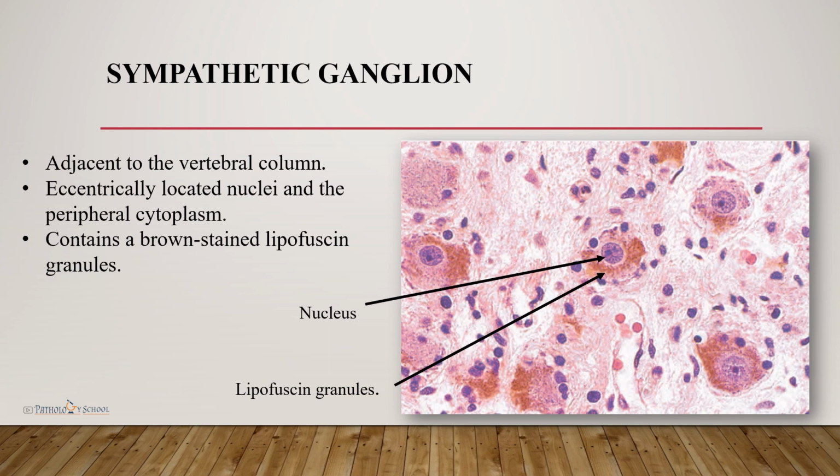Now the sympathetic ganglion. They are adjacent to the vertebral column. The nucleus is eccentrically located. The cytoplasm is also granular, in which we can see the brown stained lipofuscin granules, and the satellite cells are scattered around the ganglion.